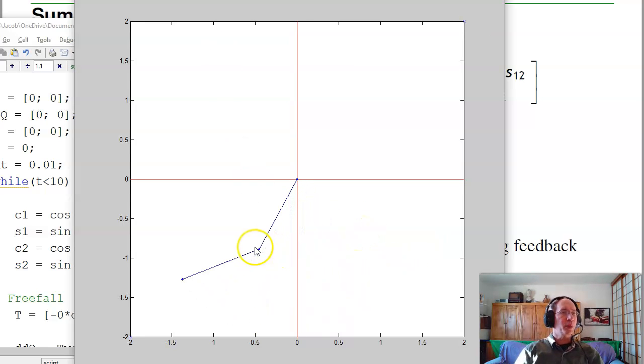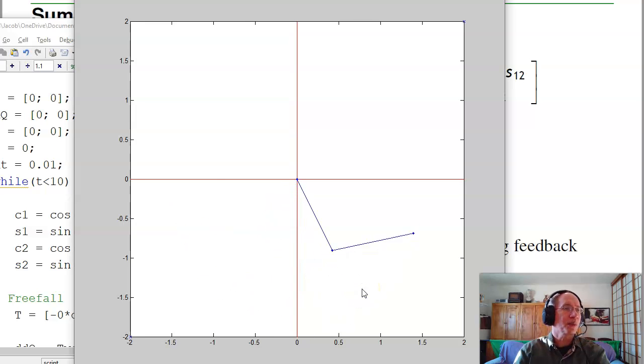I've got a 1 kilogram mass attached to a rod that's 1 meter long, attached to a second 1 kilogram mass that's 1 meter long. If I let it go under free fall, it'll follow some path like this. And this is a kind of nasty nonlinear system. It's actually a chaotic system.